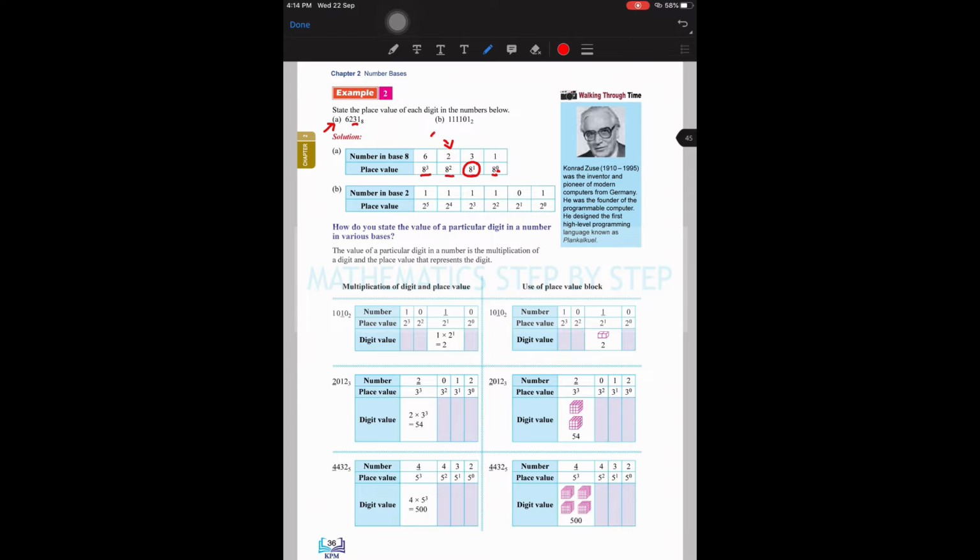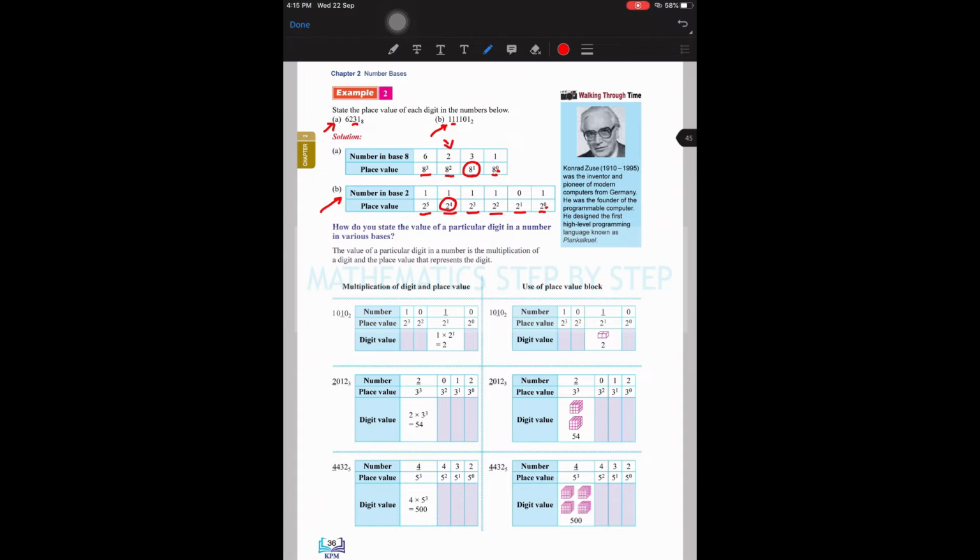Then let us proceed to B. 111101 base 2. Again, we transform it into a table. Now it's base 2, okay? So base 2, power 0. Always starts from power 0, okay? Then to the power 1, to the power 2, to the power 3, to the power 4, to the power 5, okay? Let's say now if the question asks what is the place value of this underlined digit, we know that the answer is 2 to the power of 4, okay?